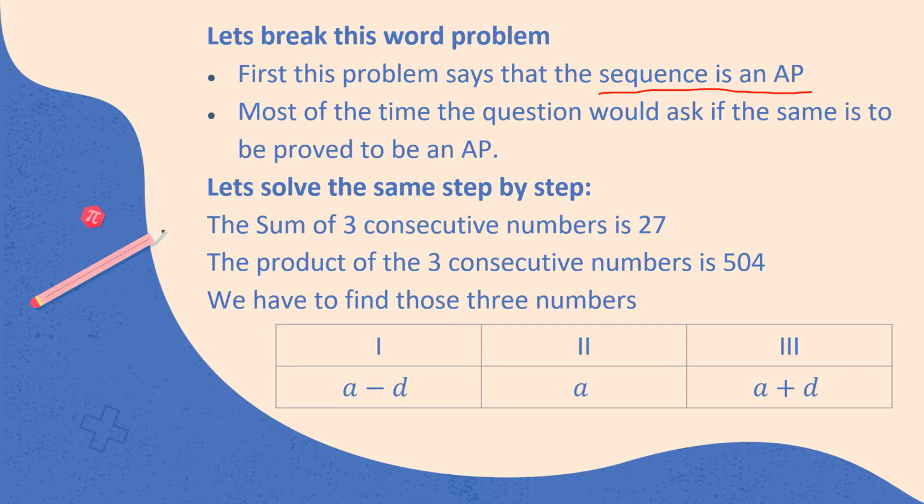Let's solve this sum. For the purpose of ease, I have just created a table to show you that the first, second, and third terms are a minus d, a, and a plus d, like I discussed earlier. And let's solve it.